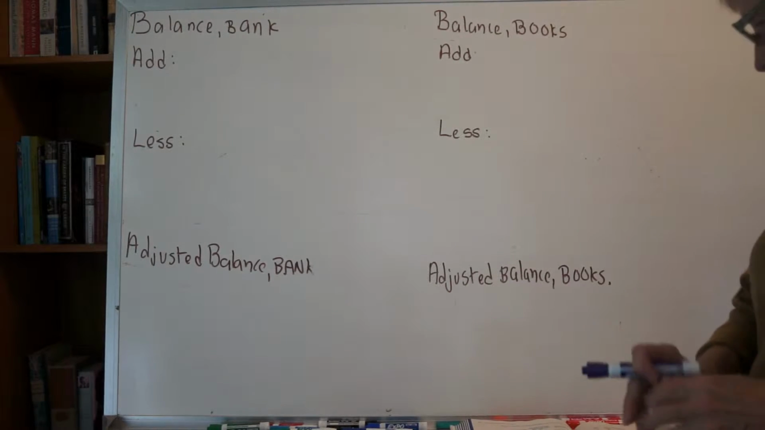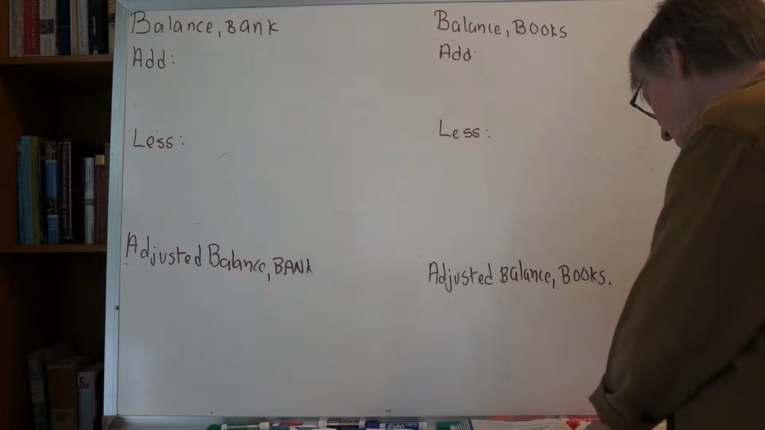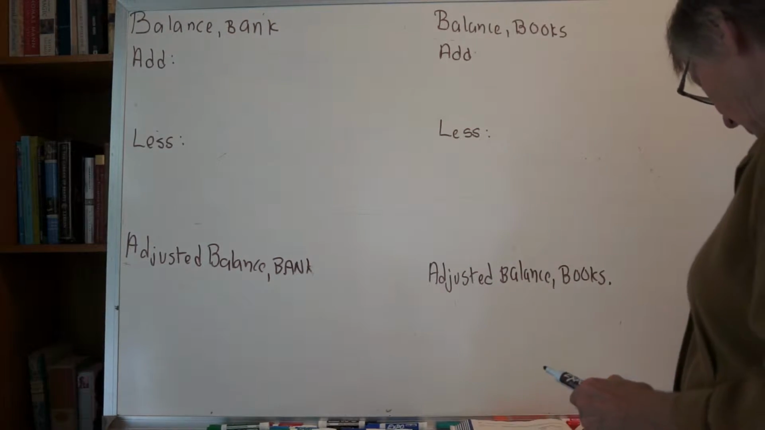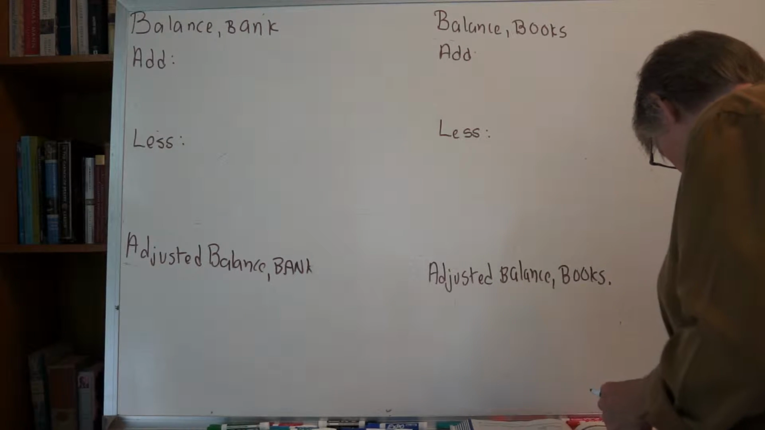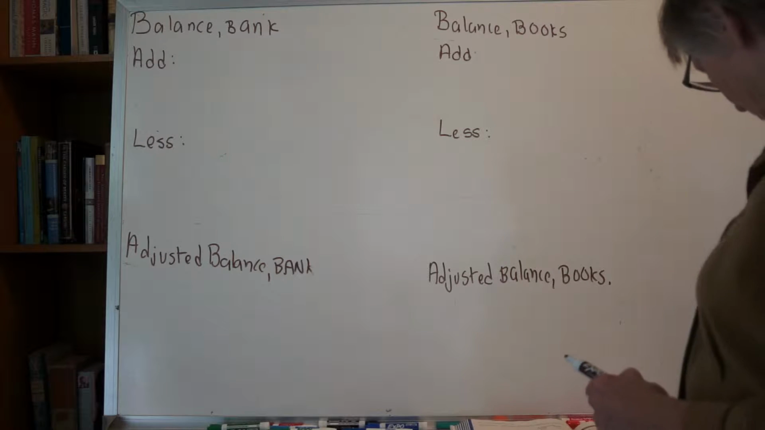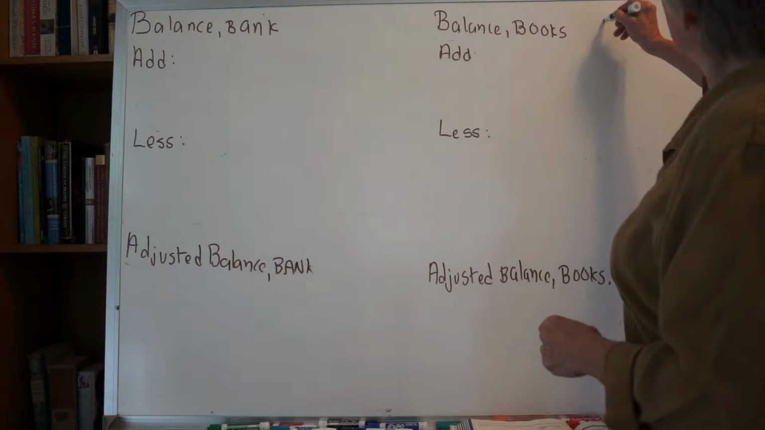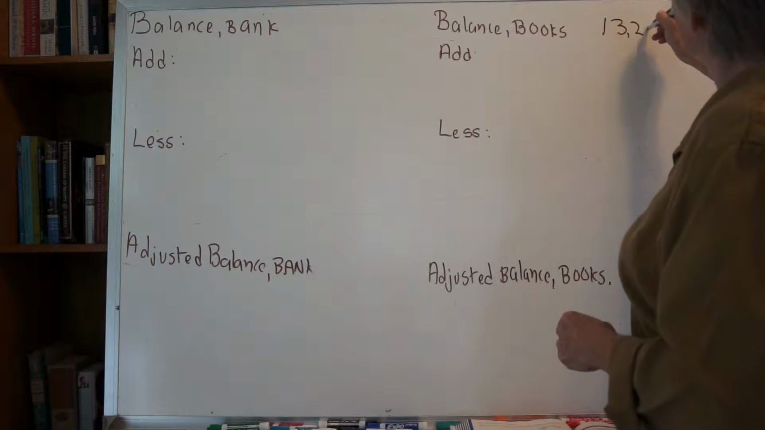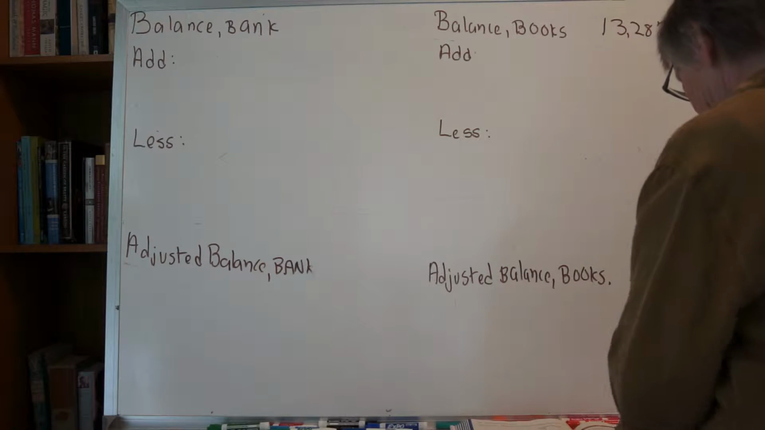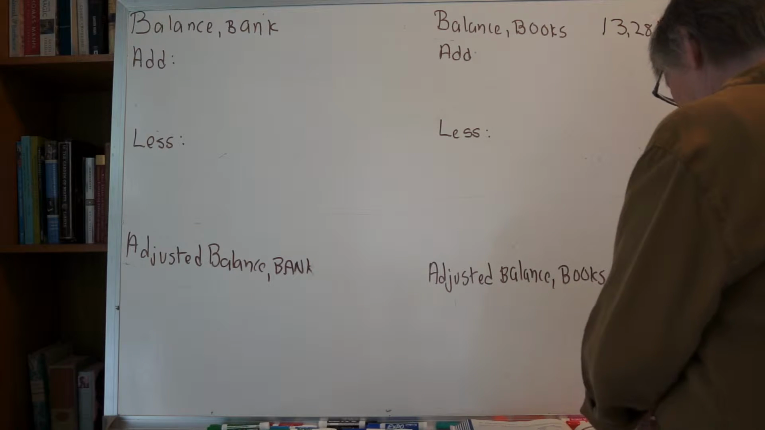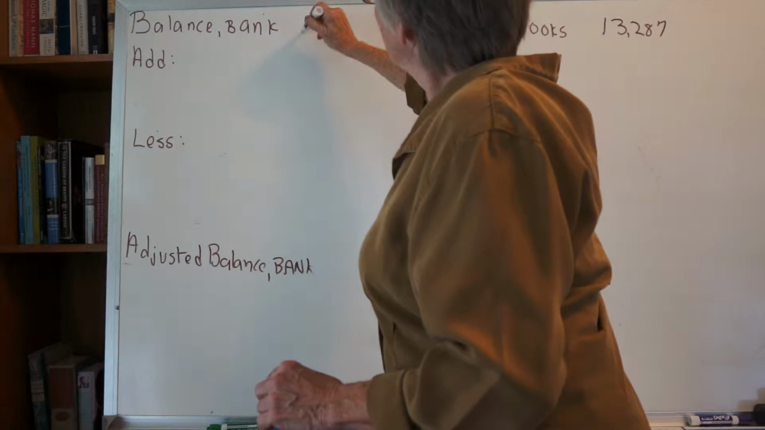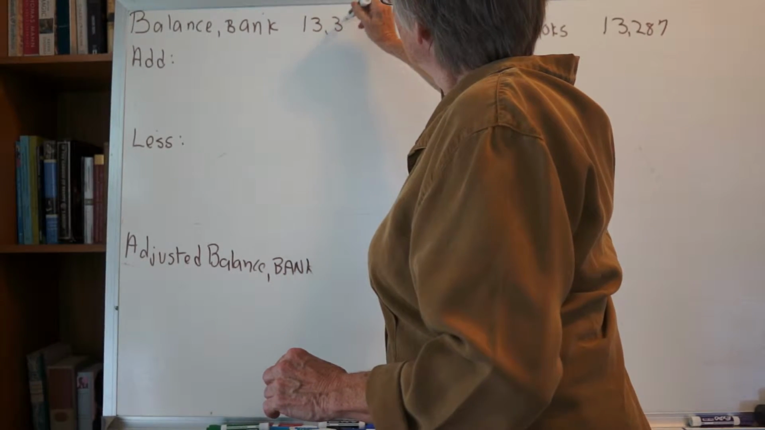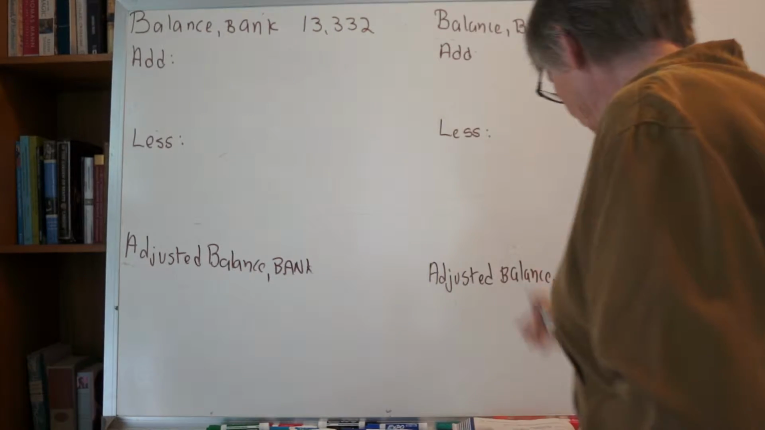So we start looking in the book, and you can see that on the first page of the problem, it gives you the cash balance of $13,287 as of May 31st. So $13,287 would be our balance per books. We move to the next page, and you can see that it gives us the bank balance, $13,332. So we have a good start.